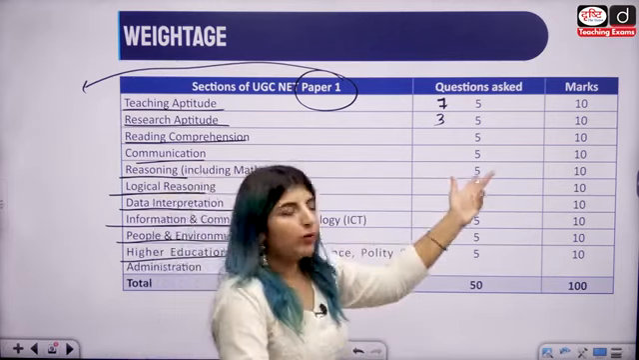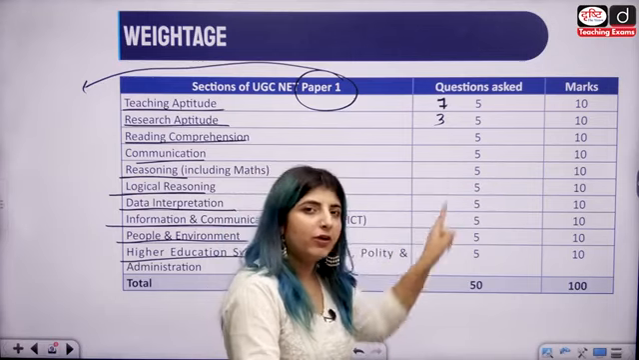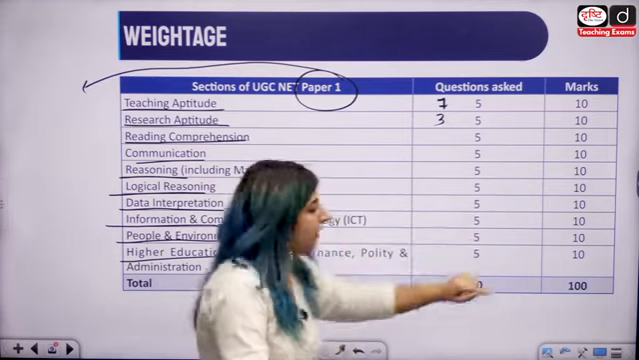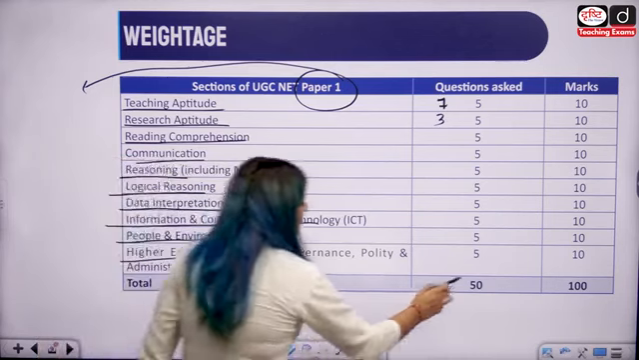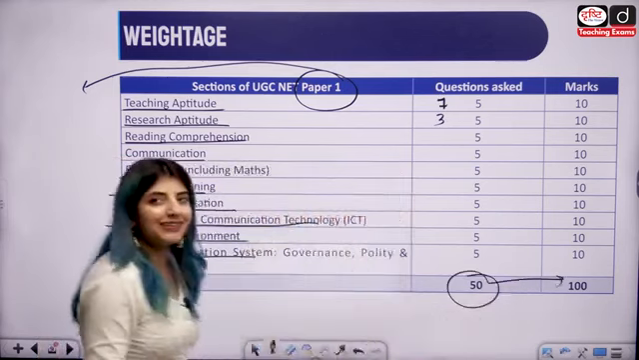So, marks, again I told you, 2 marks for each and every question. So, 5 questions hain, to 10 marks honge, correct? So, 50 questions having 100 marks in total.